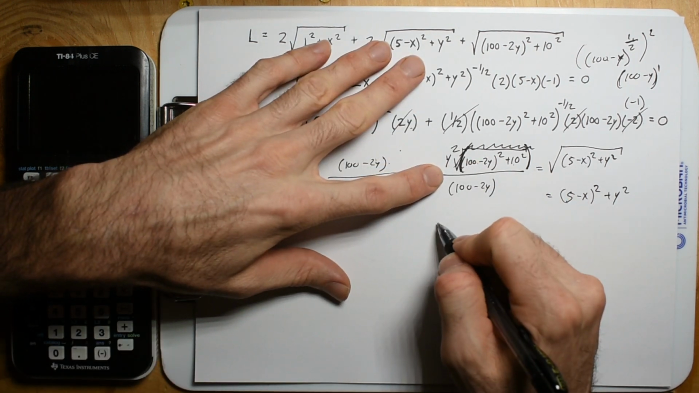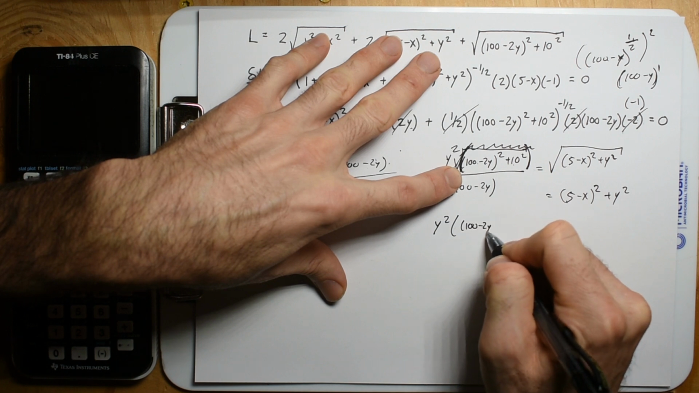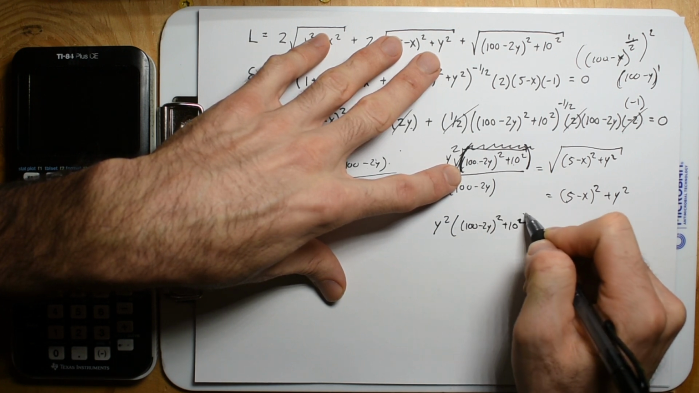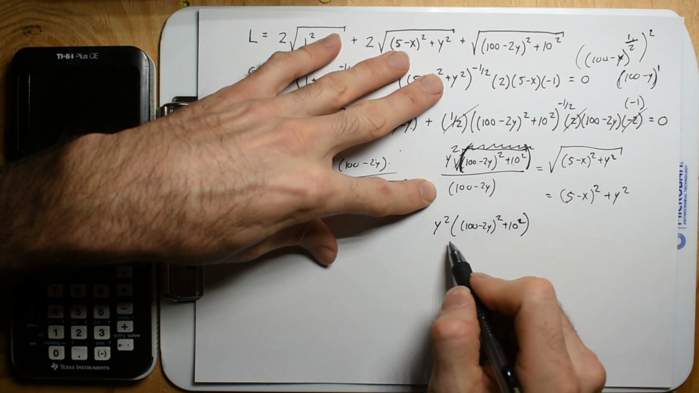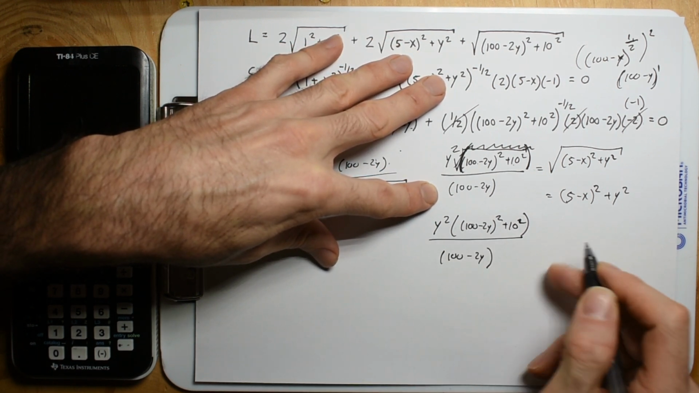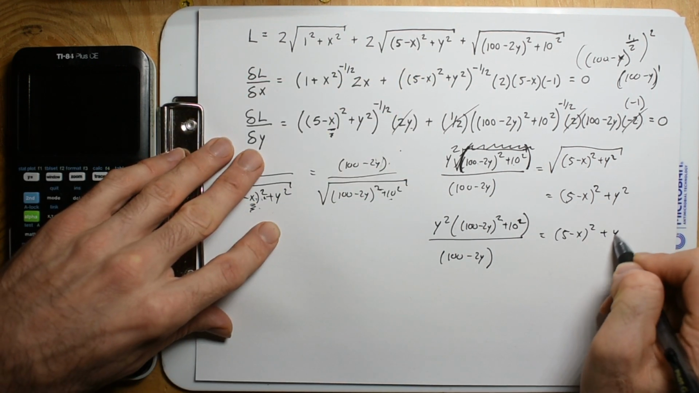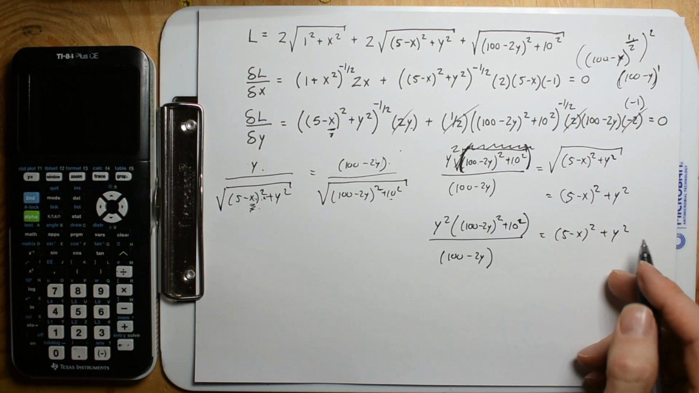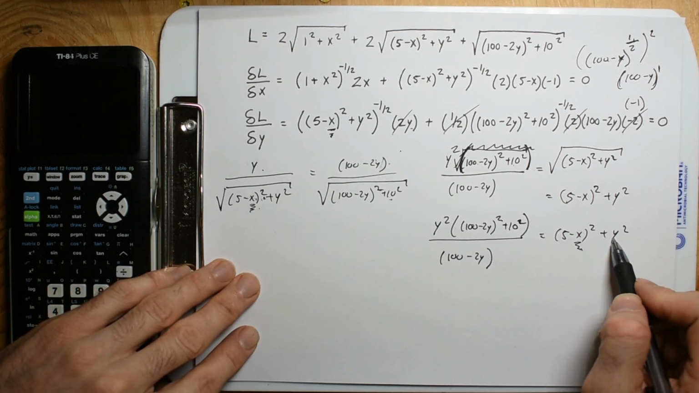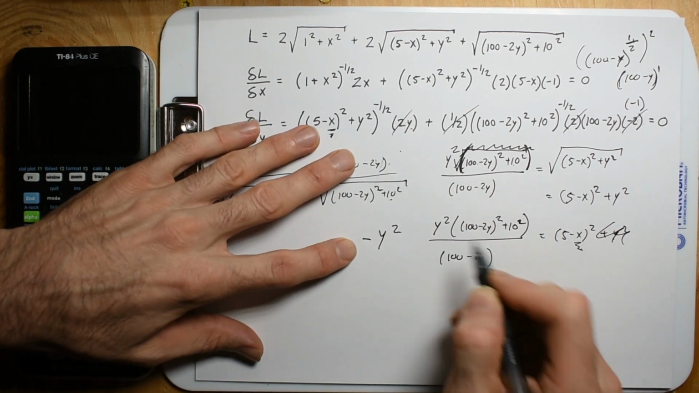And I guess we'll just rewrite it. So we have y squared, 100 minus 2y squared plus 10 squared. And then we're going to divide by 100 minus 2y. And that's going to equal this, 5 minus x squared plus y squared. So the next thing we do is we're trying to get x by itself, so we need to subtract y squared. So let's do minus y squared right here.